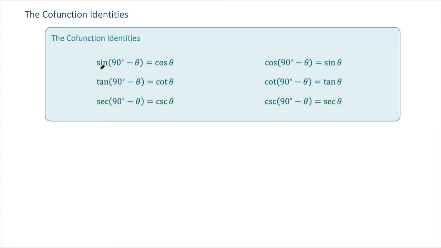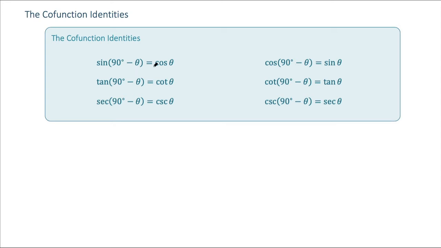Okay, our trigonometric functions, there's really three names we have: sine, tangent, and secant, and then co in front of those: cosine, cotangent, and cosecant. Okay, and these are the relationships that exist among them. The sine of 90 degrees minus an angle theta is equal to the cosine of that angle.